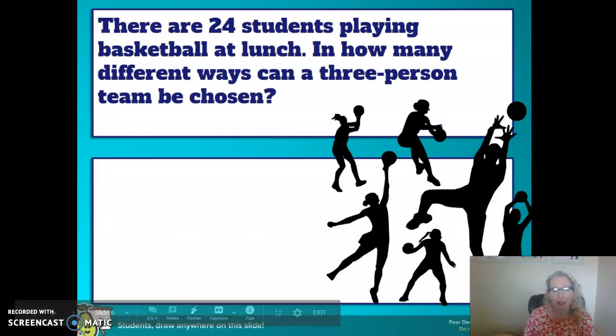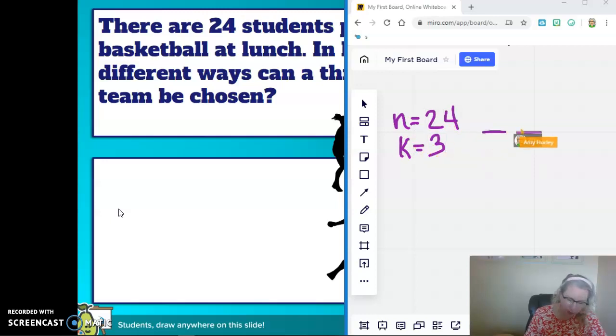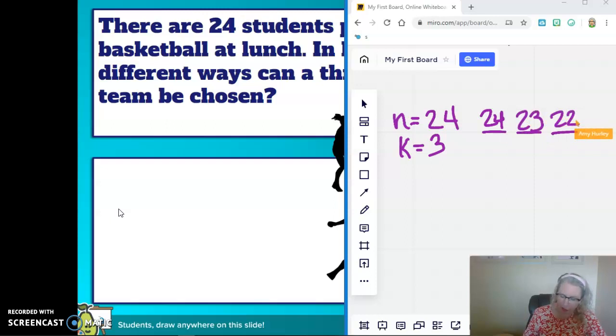Now let's look at a combination. If we have 24 students, and we want to choose 3 students out of that bunch to play basketball with. Okay. Even with a decision chart, we can do a combination. We have 24 different choices for the first one. Now, our second one's going to be different than the first one. There's not going to be a repetition. So 23 and then 22 different choices for those decisions.